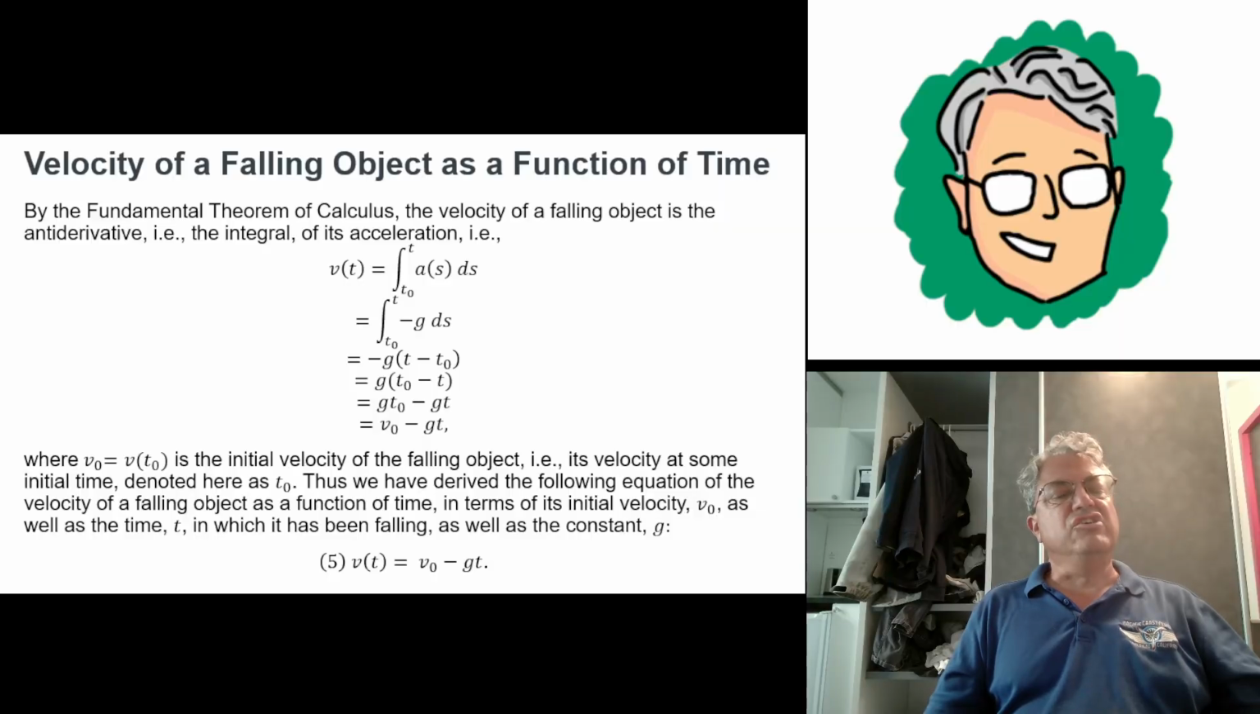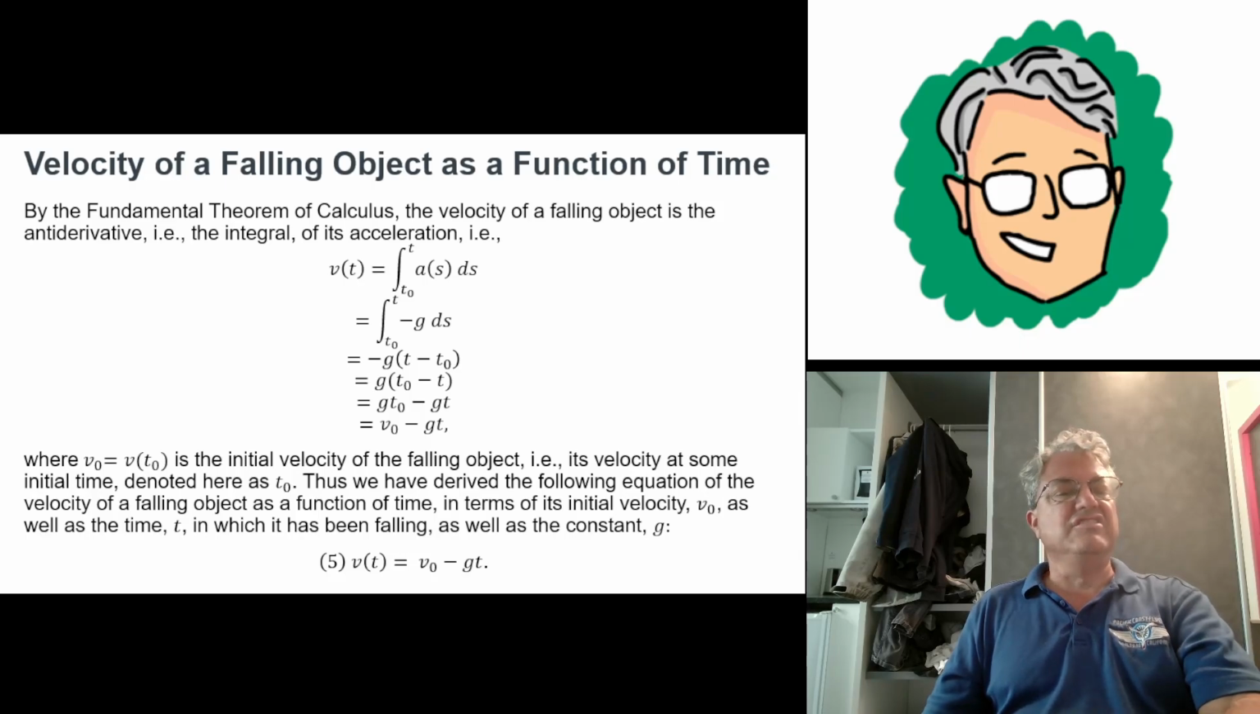And it depends on this initial velocity, v naught. It also depends on time, t, how long it's been falling. And the only other quantity in this equation is g, the acceleration due to gravity, which we already know is a constant, 9.8 meters per second squared. So now we have the formula we want. Equation 5, v of t is v naught minus gt.